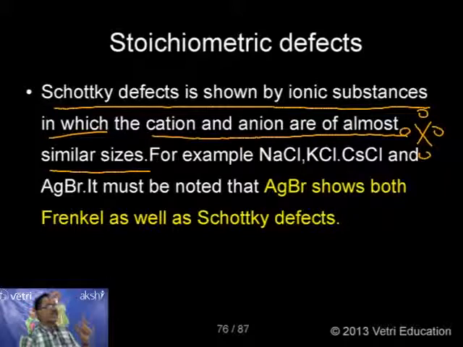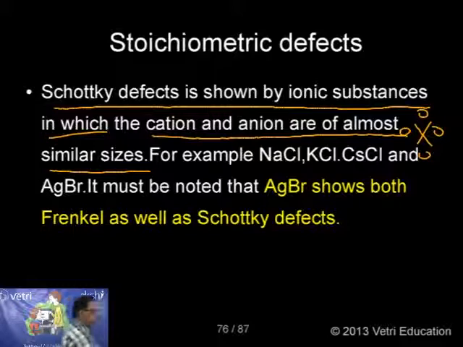Because in Frenkel defect, as we have seen already, the size of the cation is smaller and the size of the anion is larger, so it is interstitial. One cation moves from its site to the interstitial place. That is Frenkel. But in the case of Schottky, the cation size and anion size are almost similar. Only in that pattern does this defect arise.